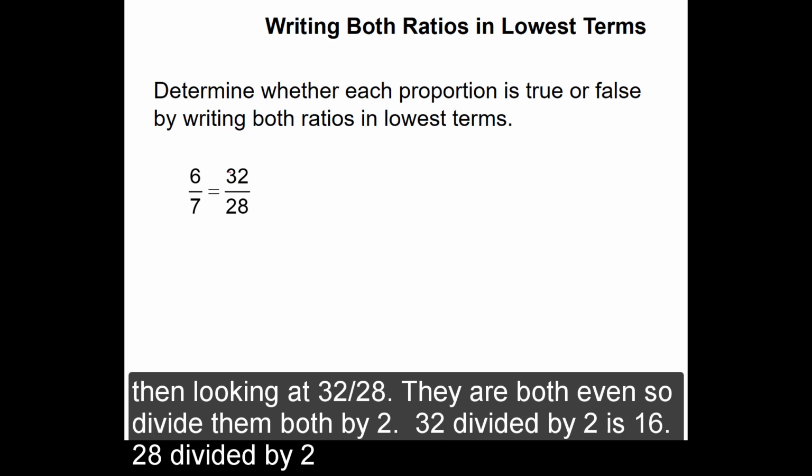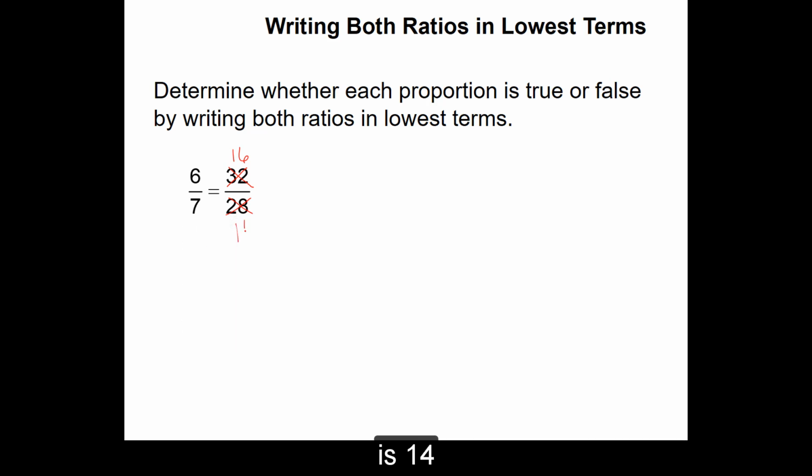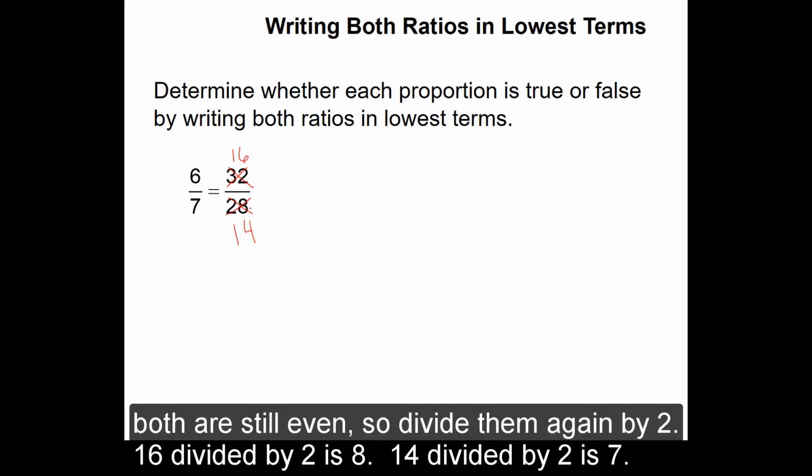Well, they're both even, so I'll go ahead and divide them both by 2. Well, 32 divided by 2 is 16. 28 divided by 2 is 14. Both are still even, so I'll go ahead and divide them again by 2. 16 divided by 2 is 8. 14 divided by 2 is 7.